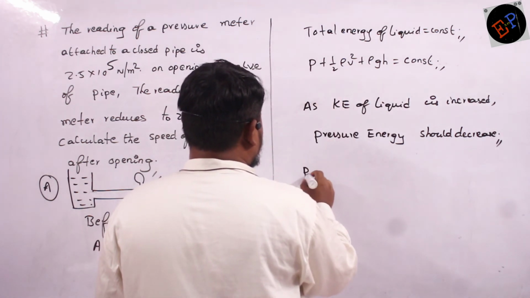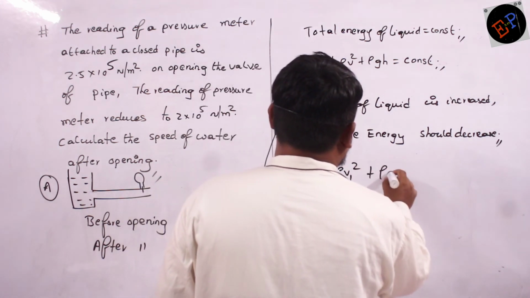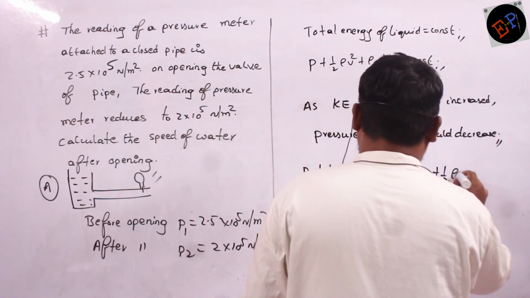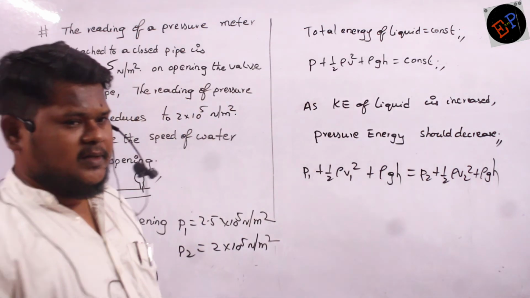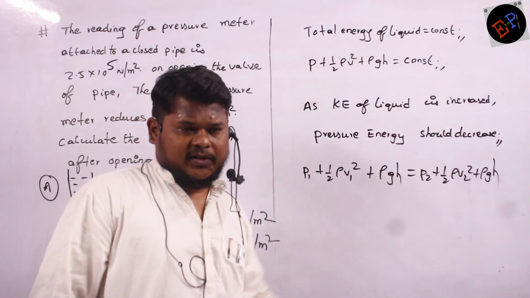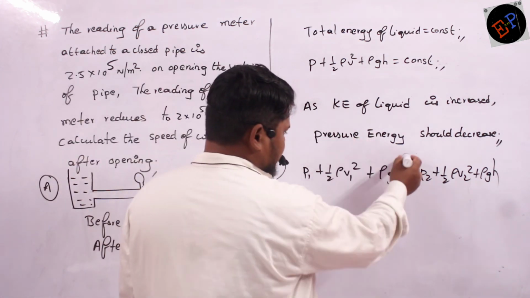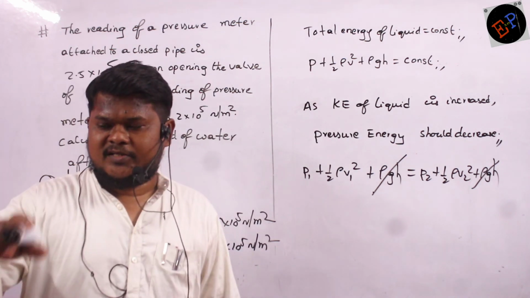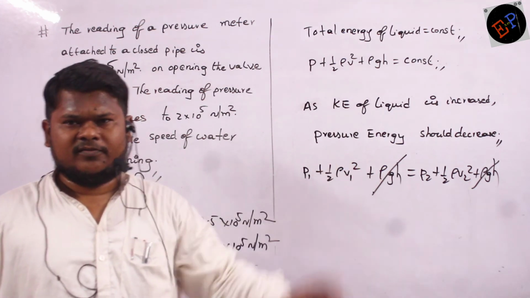P1 plus half rho V1 square plus rho gh is equal to P2 plus half rho V2 square plus rho gh. Both of them should be equal. This is the energy before opening and this is the energy after opening. Total energy should be constant. The height of the pipe remains the same, so this energy gets cancelled, which is the potential energy per unit volume. Before and after opening it is the same, so I will cancel it.